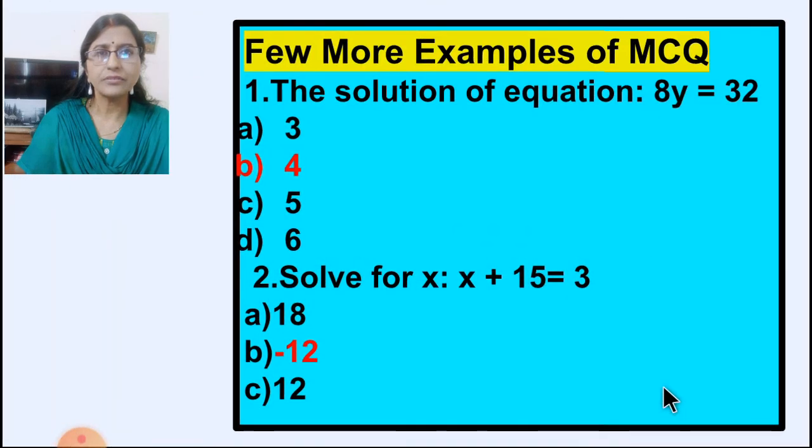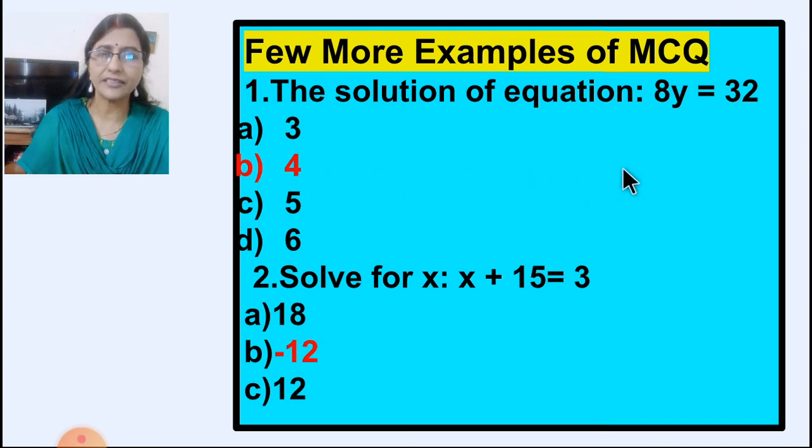Now let us do a few more examples of MCQ type. The solution of equation 8y is equal to 32. Now we have learned the methods, so we can follow any method here. So let us do it by the transpose method. Here it is multiplied, so to get the value of y we will divide. So 32 will be divided by 8. So which is the correct answer? 4. The one given in red is the correct answer.